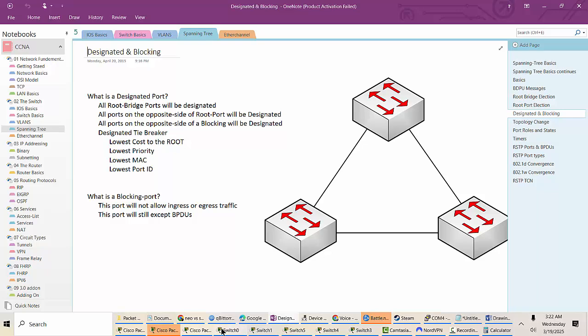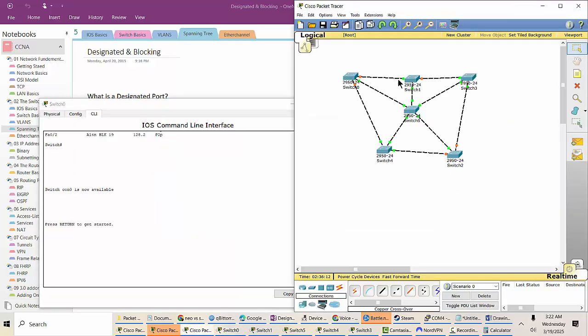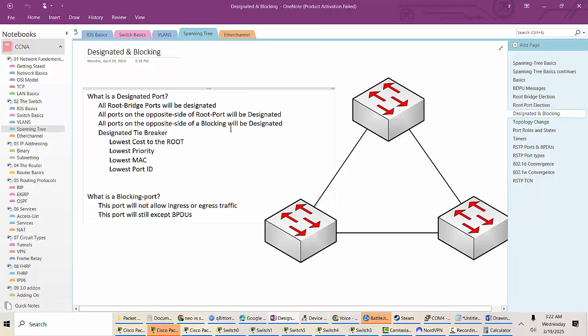Let's go back here. Designated, all the green ones are designated. And on the other side, we'll have a blocking port, but look what it says: on the other side of a blocking port will be a designated port. That means this could be a designated port, this could be blocking. Traffic can go through the designated port all at once, but it's not getting past the blocking port. It's going to get dropped. So that is what kills that loop.